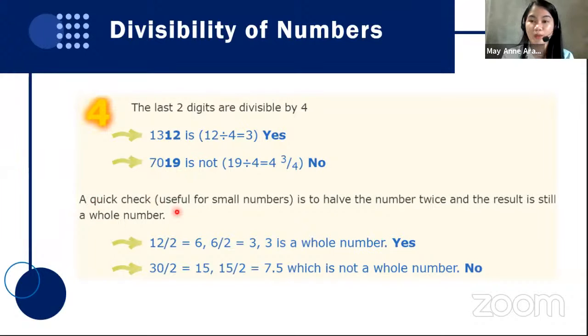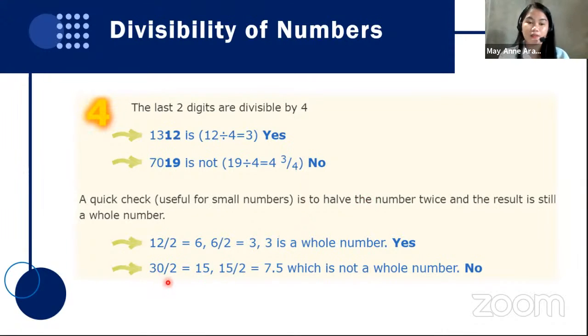You can also do this quick check, just dividing by 2 two times. So you have here 12. 12 divided by 2 is 6. And 6 can still be divided by 2 for the second time. And still 3. And the resulting number is a whole number. Therefore, 12 is divisible by 4.